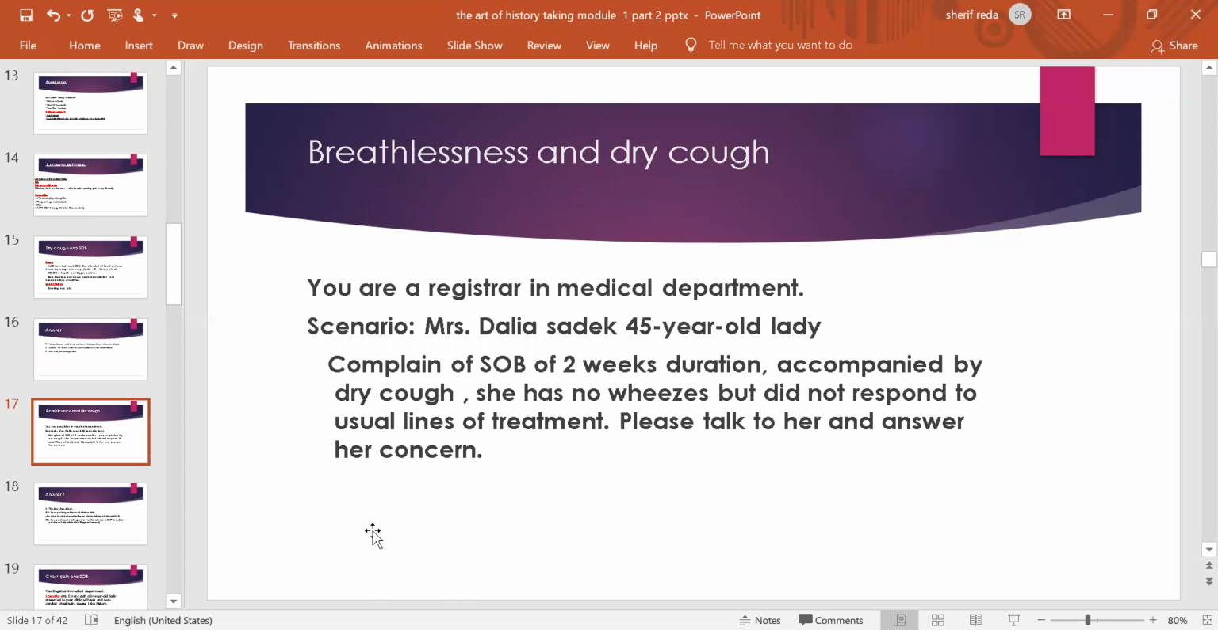Another chest case is breathlessness and dry cough. So before proceeding, do you have any concerns or questions?